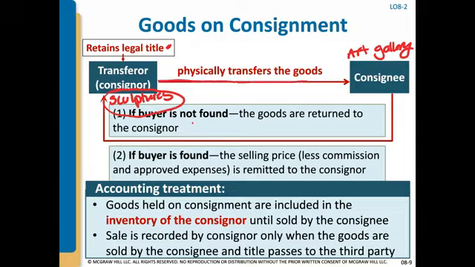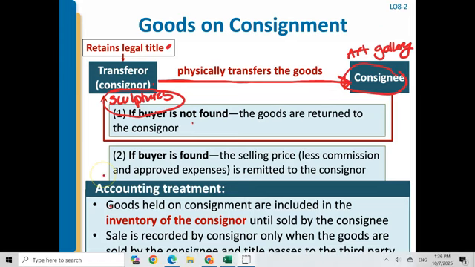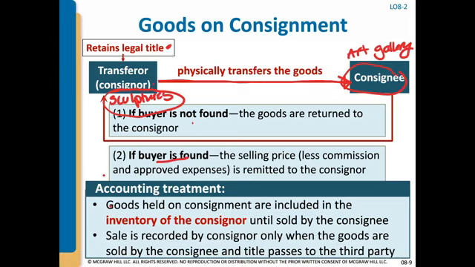But the physical good, the sculpture, actually transfers, right, from the consignor to the consignee, but they don't actually own that. Right? It doesn't go on their inventory. Alternatively, if a buyer for my sculptures is never found, then the art gallery will just simply return the sculptures to me, and nothing needs to be recorded because those sculptures are still in my inventory as the consignor.